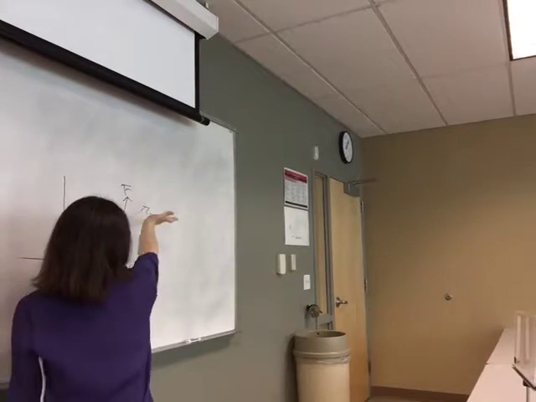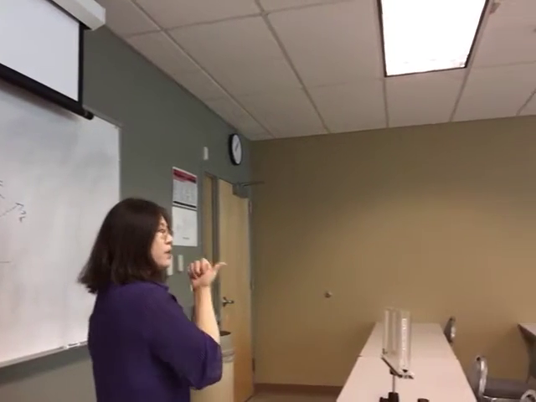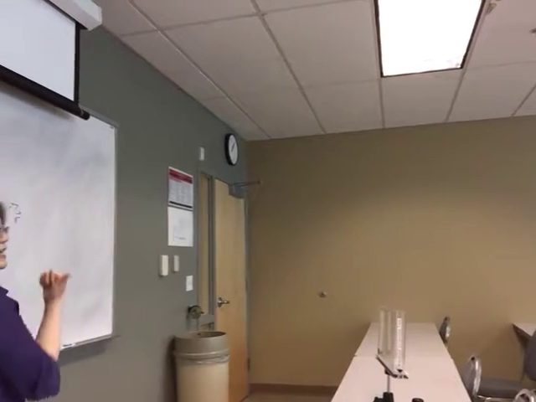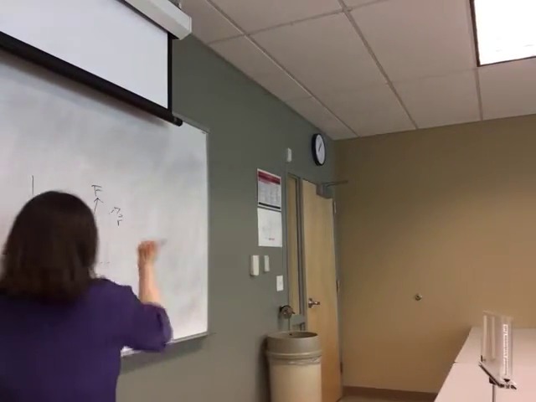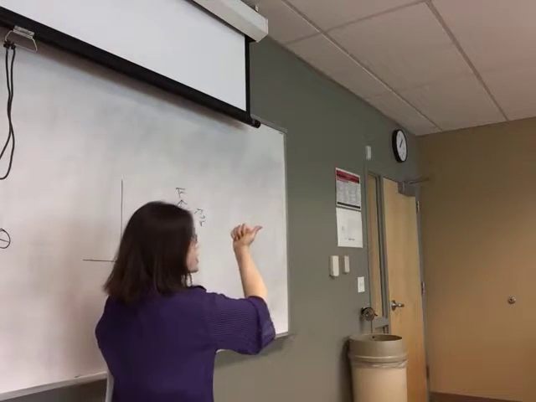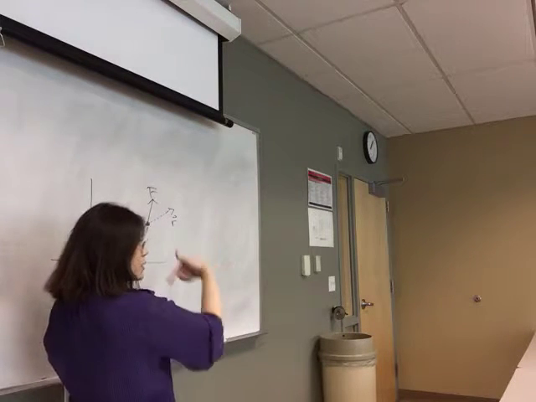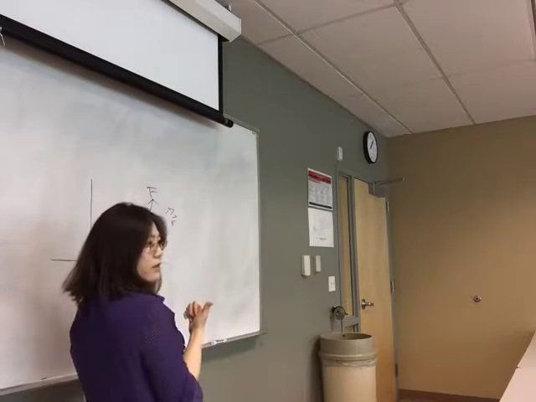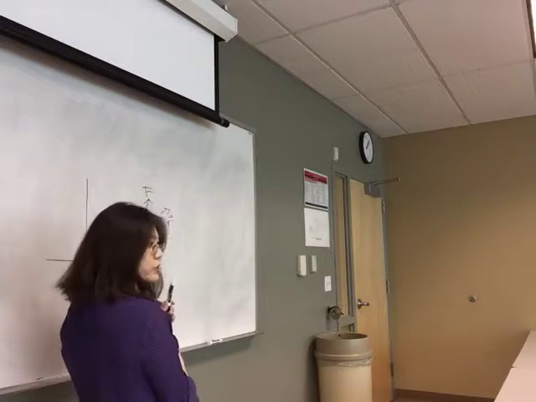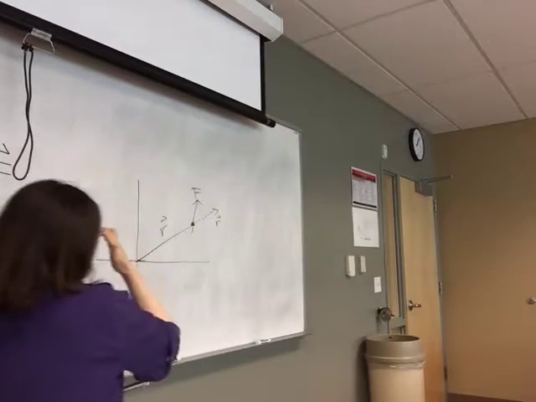In that case, R cross F, your thumb is pointing out of the whiteboard. That is considered to be positive. So this force is producing a positive torque, because if you look at your fingers, the rotation is counterclockwise, so that's consistent with our definition of that being positive. So you have R cross F, and you get a positive torque.